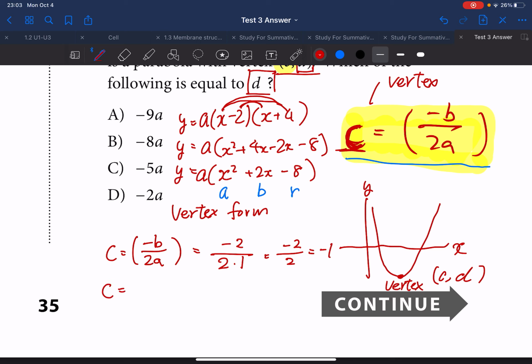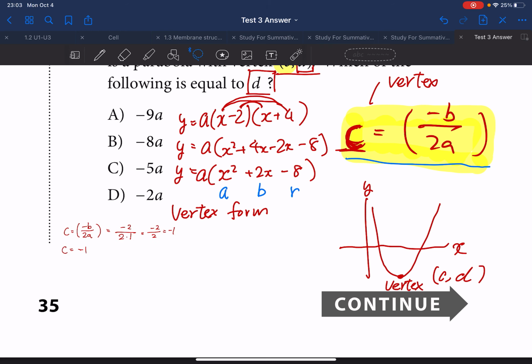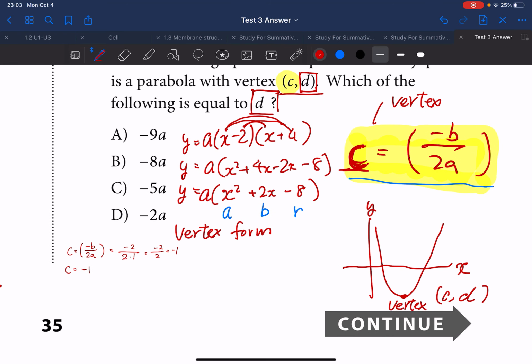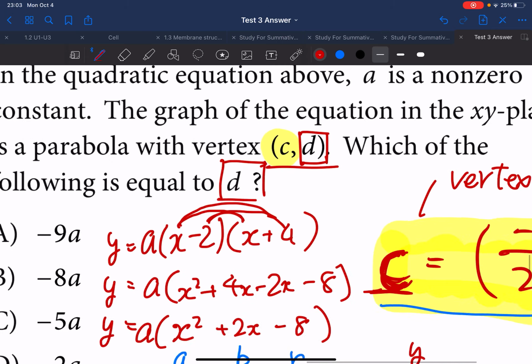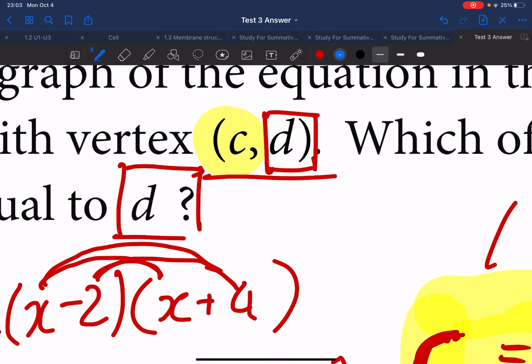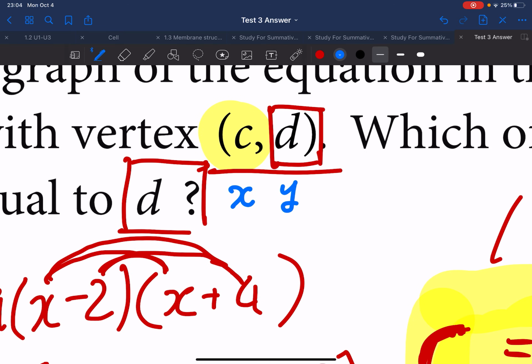Now, what's the vertex for c? Negative 1. Okay. I'm going to shrink this so that I can write more. Now, we found negative 1 for c. Actually, this c is x, right? Because it's right on the x-axis. Then how about d? It's y, right?